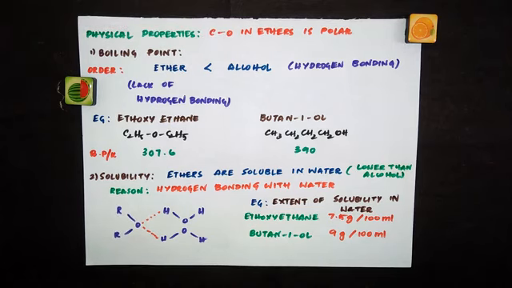Remember, the C-O bond in ethers is polar in nature because of the more electronegative nature of oxygen. But that polarity is weak in ethers and it does not appreciably affect their boiling points, which are comparable to those of alkanes of comparable molecular masses. But still, compared to hydrocarbons having the same number of carbon atoms, ethers will have higher boiling points. But compared to alcohols, ethers have a very low boiling point.